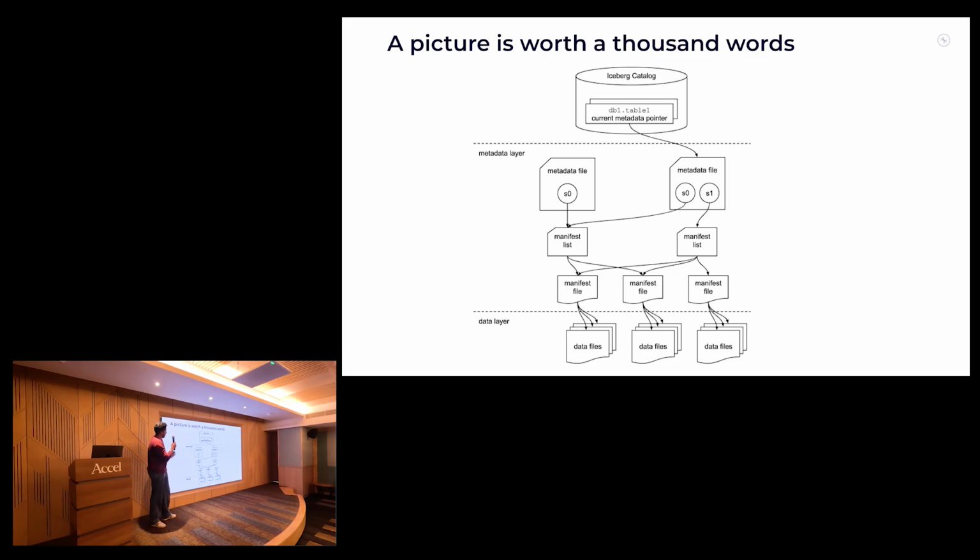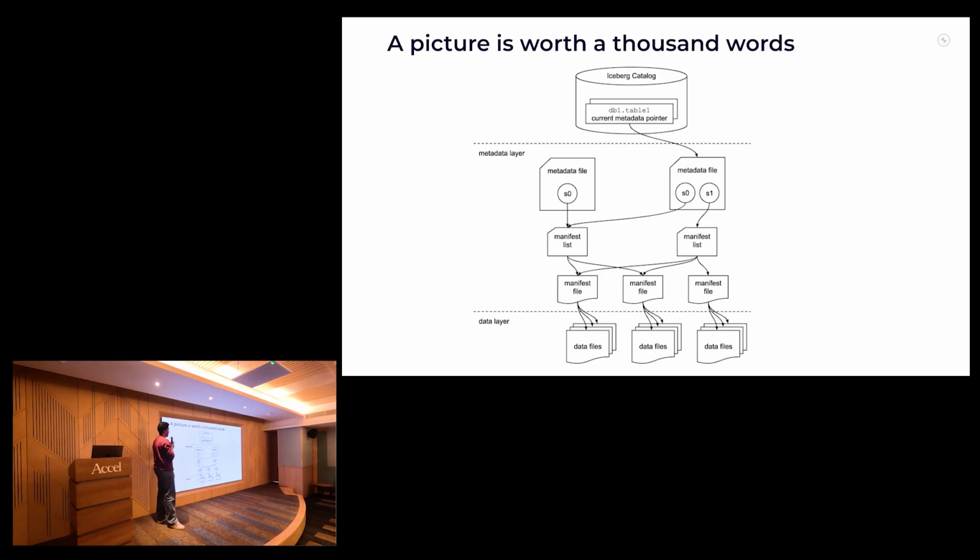If you look at how a query will be run, let's say you run select star from db1 table1 where age is between 40 and 60. The query engine will first make a call to the Iceberg catalog asking, hey, I want to run a query on this table, what is the current metadata file path? The Iceberg catalog will return the latest metadata file path to the query engine. At any point there will be only one metadata pointer, the current metadata file. The query engine will download that metadata file, and see that there are two snapshots, S0 and S1.